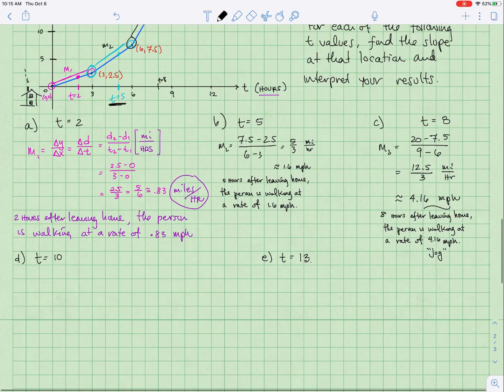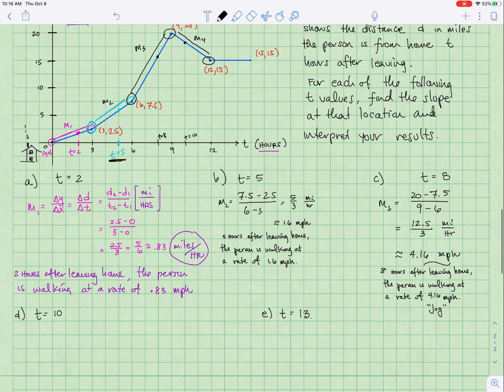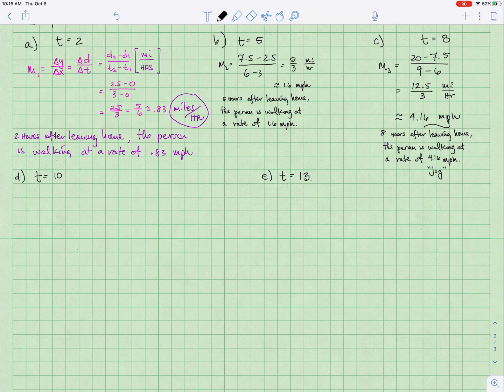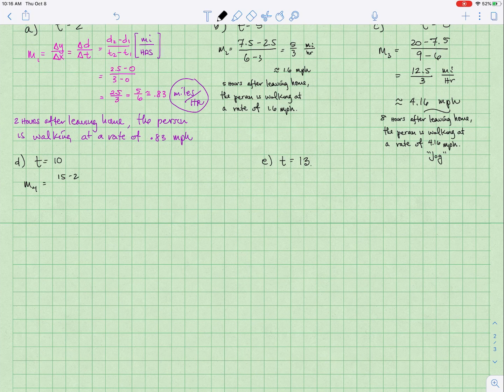Okay, our next one is at t equals 10. So let's say t equals 10 is here. And now there's really a drastic change. This is going to be slope 4. And we'll use these 2 points, 12, 15, and 9, 20. And what we get is slope 4 is equal to 15 minus 20 over 12 minus 9, which is negative 5/3 miles per hour. What does that mean?